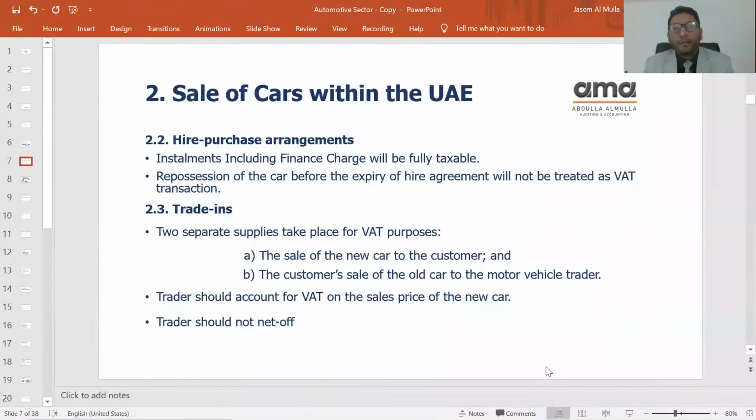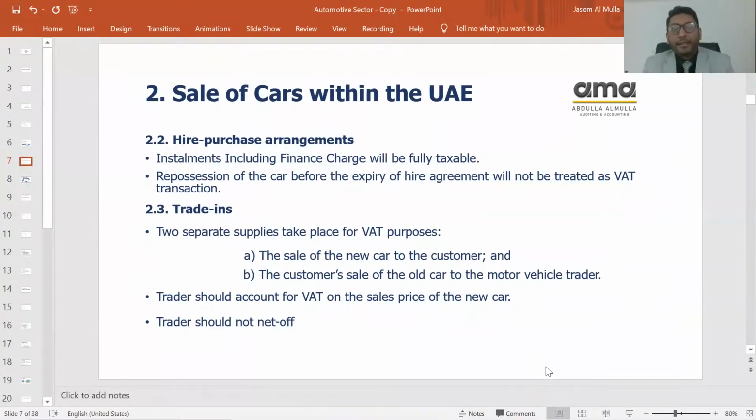And what if the finance company repossesses the car before the expiry of the hire agreement? Under the UAE VAT law, this transaction will not be treated as a VAT transaction, so there is no need to record the transaction under the VAT. The third one is the trade-ins.